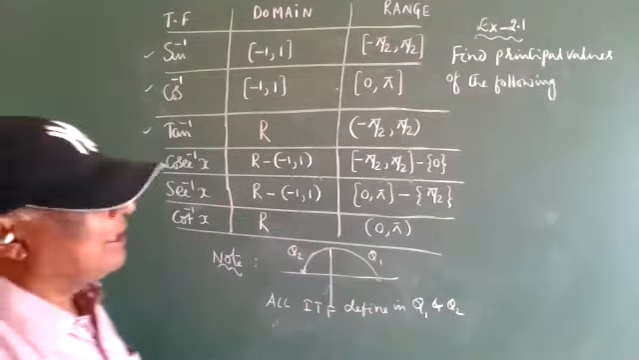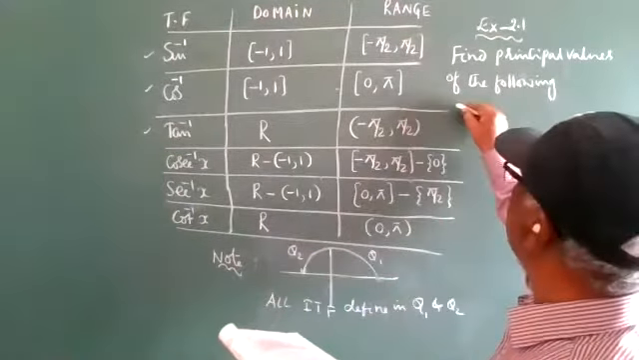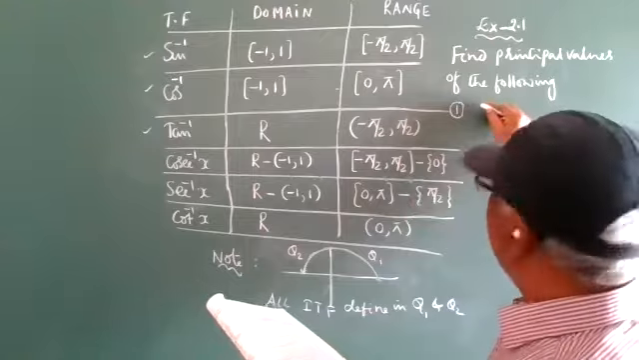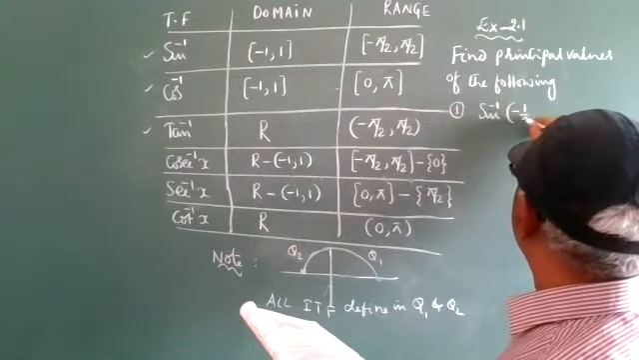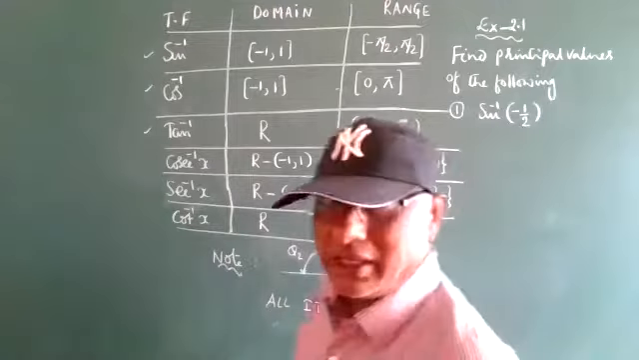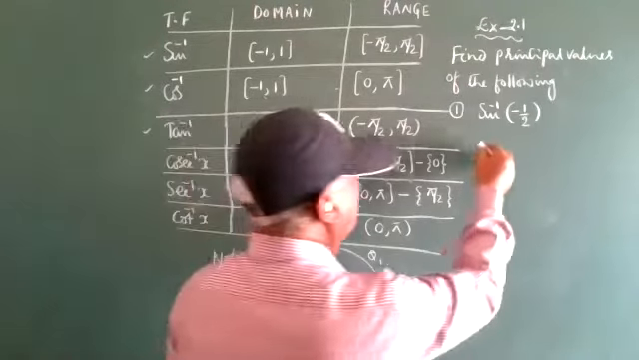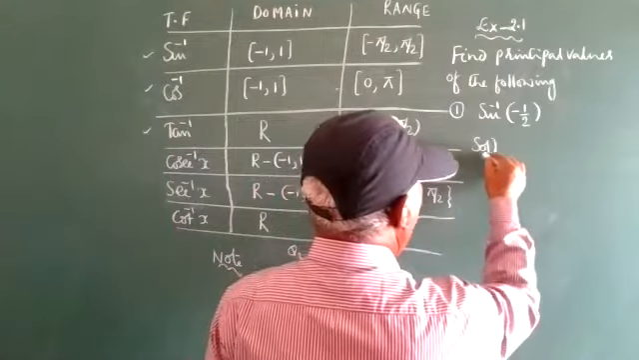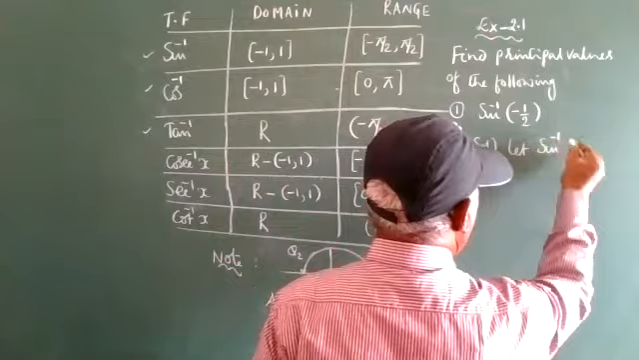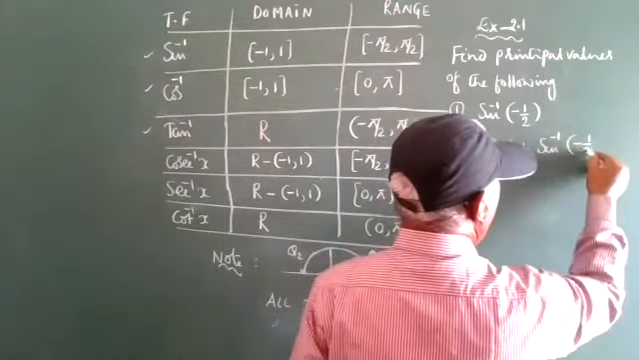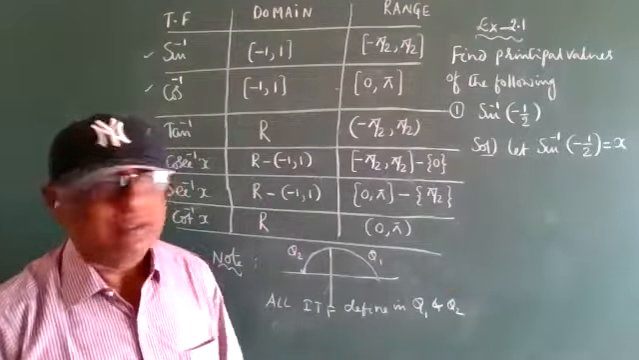Everyone observe. What is the first problem? Sine inverse of minus 1/2. The principal value is required. Everyone observe, I am doing the solution. Let sine inverse of minus 1/2 be equal to x.